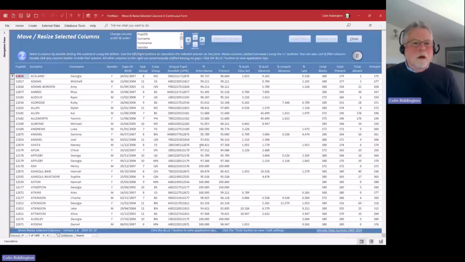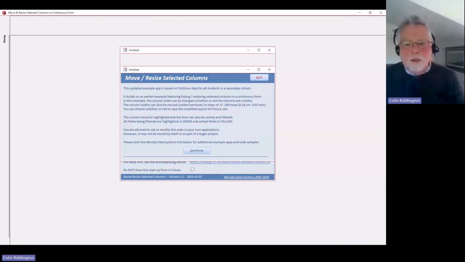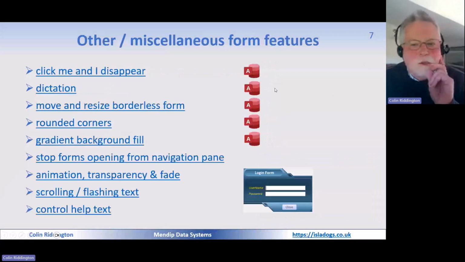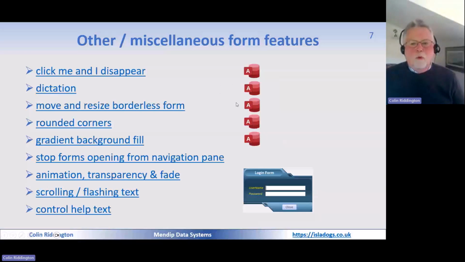So I can hide columns, move columns, resize columns. I can do just about everything you can do from a data sheet. I'll miss this one out, duplicate columns. I'll just go on to the last of the slides of examples here. I won't show you all of these. I'll show you 2 of these here.